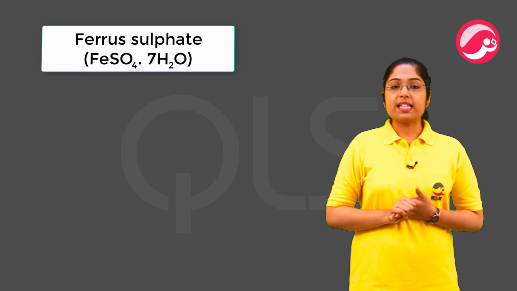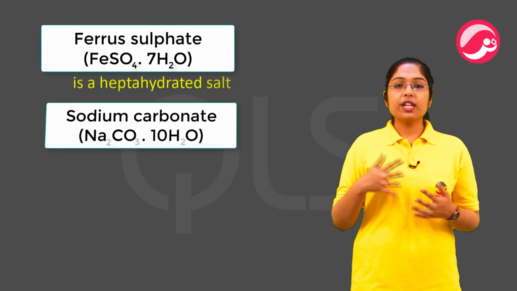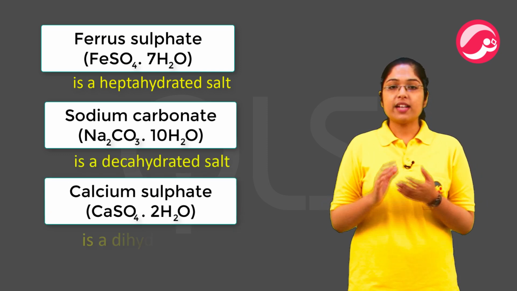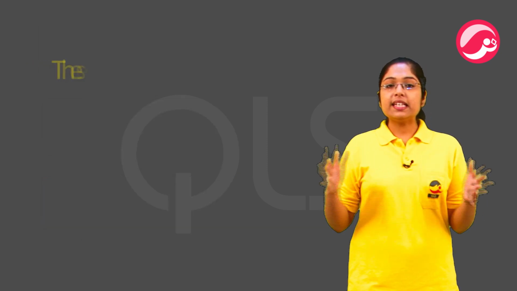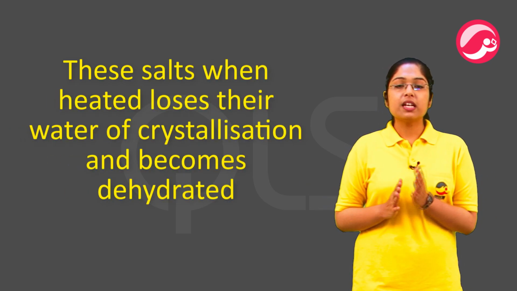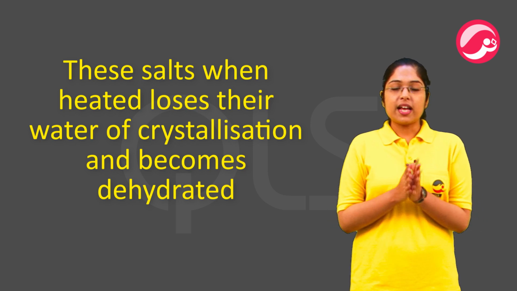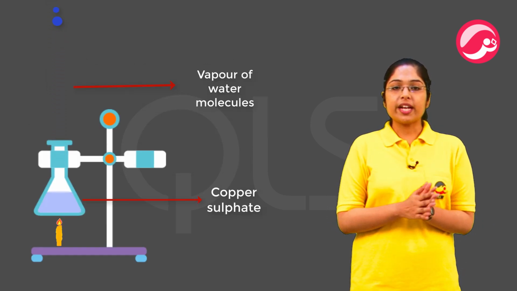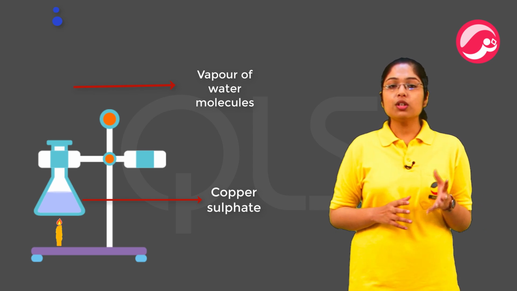Ferrous sulfate is a heptahydrated salt. Sodium carbonate is a decahydrated salt. Calcium sulfate is a dihydrated salt. These salts, when heated, lose their water of crystallization and become dehydrated. Like when blue crystals of copper sulfate are heated, they become white in color by losing their water molecules.